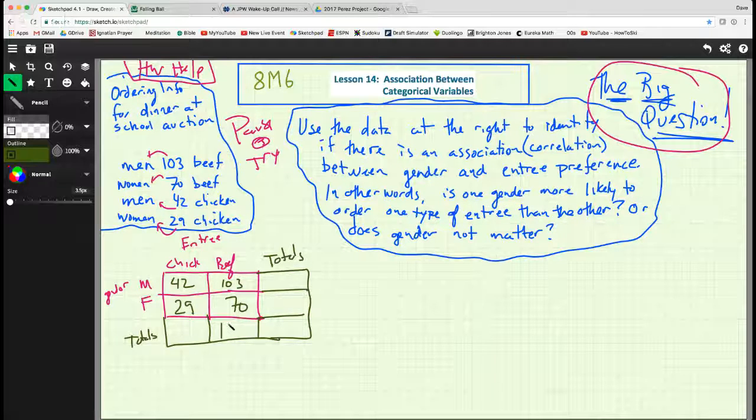So here we have 173, and here we have 71. If we add across, we have 145, and adding across here is 99. If we add down, we get 244, and our check, 71 and 173, is also 244. So we got the right number. Good. Now we're going to do a row relative frequency.